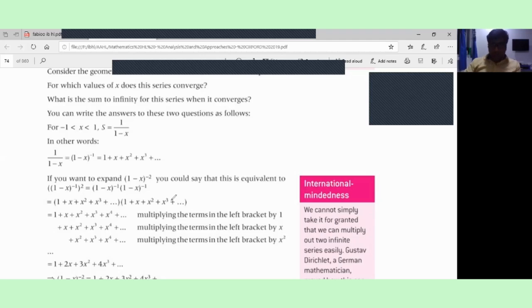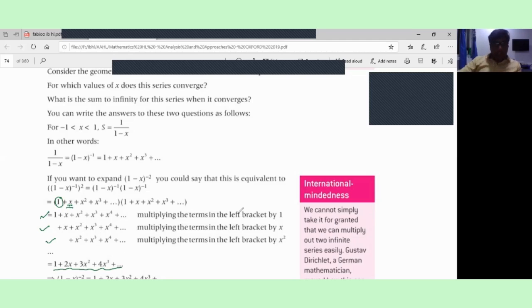Same way. Now you multiply 1 with everything in the bracket. I get this term. I multiply x with everything from this bracket. I get this. Similarly, and accordingly, I got my answer. See this? 1, x plus x is 2x, x square plus x square plus x square is 3x square, x cube plus x cube plus x cube plus x cube is 4x cube, plus it goes on.